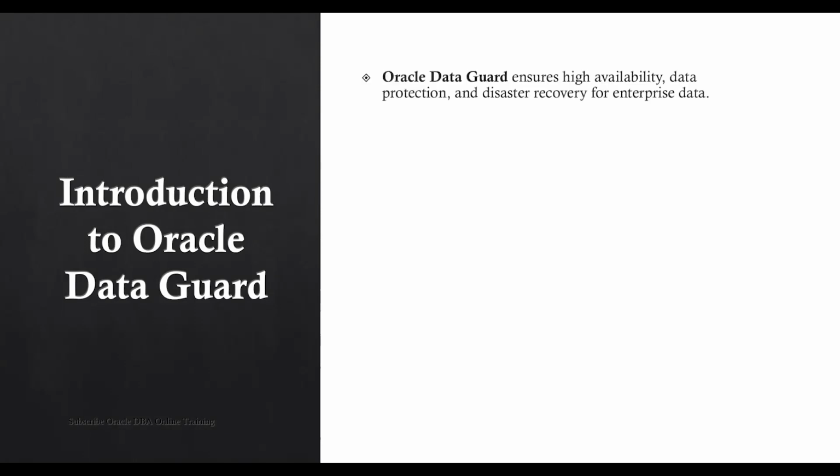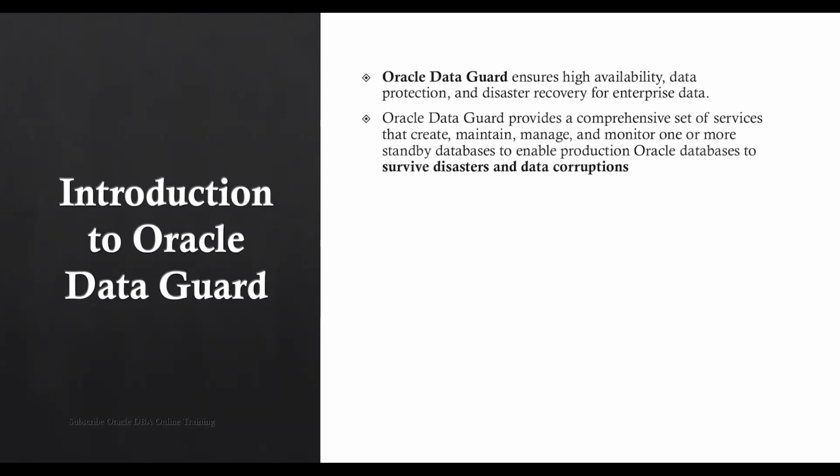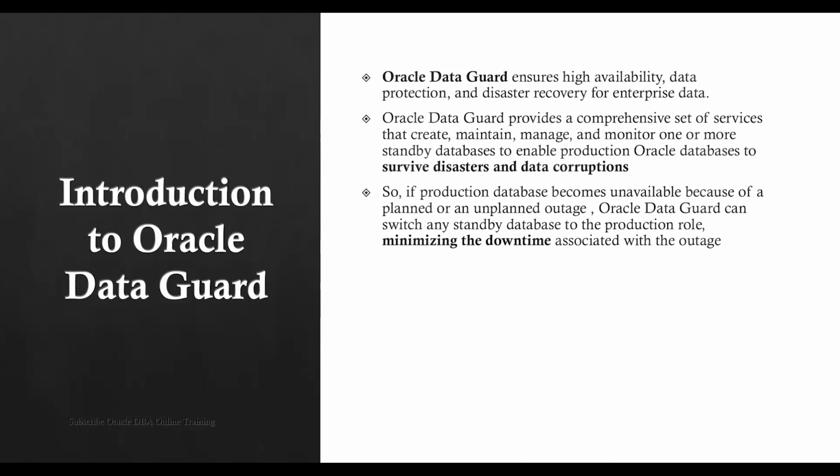Data Guard introduction. Data Guard ensures high availability and data protection along with disaster recovery for enterprise data. Oracle Data Guard provides a survival strategy, and it survives disasters and data corruptions in case of any issue on the production side. Then you can use Data Guard as your alternate for availability and for other purposes. And in order to minimize the downtime, you can use your Data Guard.